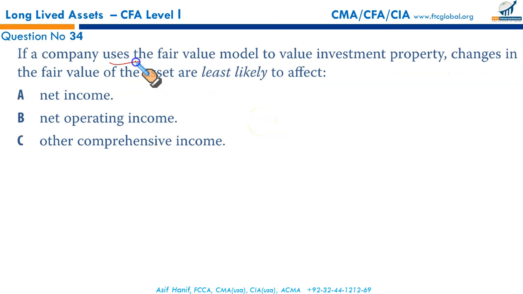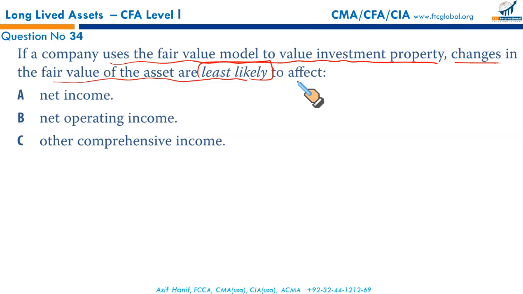If a company uses the fair value model to evaluate investment property, changes in the fair value of the asset are least likely to affect what? We discussed a little while ago. Fair value for investment property, any fair value gain and loss goes straight to your net income or to operating income, not to the other comprehensive income.